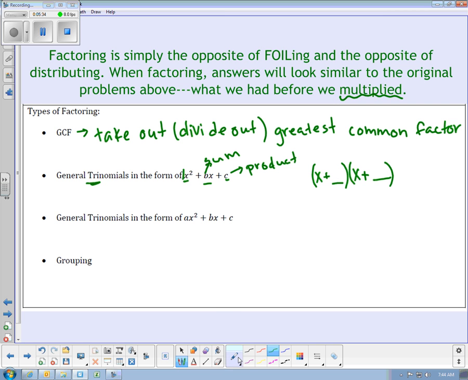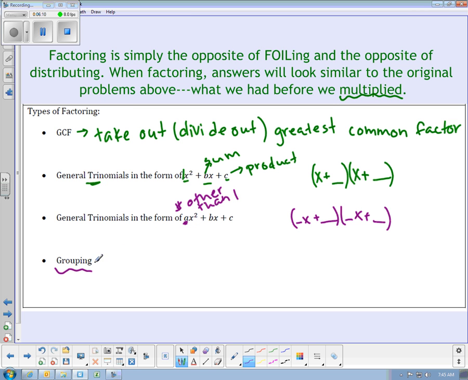Then when we get into trinomials that have a number in front, now we have an A, something other than 1. That's when we have to do a little bit more work. We're still going to end up with some sort of binomial, but we might have some number in front of the x plus whatever. And it just depends on what these numbers are. But when there's a number other than 1 in front of the x, we have to use what's called grouping.